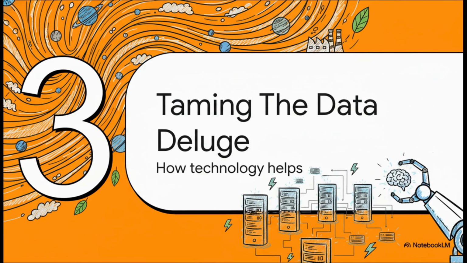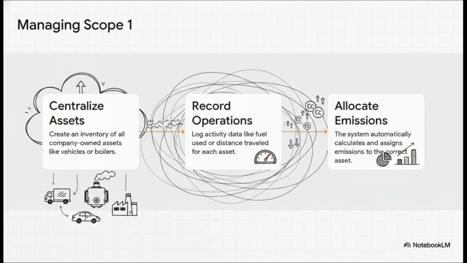So, okay, knowing the scopes is one thing, but actually wrangling all that data from thousands of different places, that's a whole other beast. And this is where technology becomes absolutely critical. Let's just take Scope 1 as a quick example. A modern platform makes this, well, it makes it logical. First, you centralize all your assets, like your vehicles and boilers, in one place. Then you record what they're doing, how much fuel they used, how far they went, and then the system just automatically calculates and allocates the emissions. It's clean, simple, and most importantly, it's auditable.